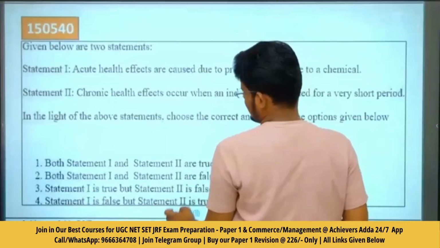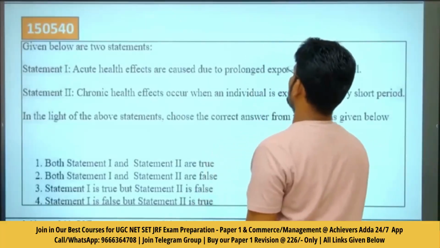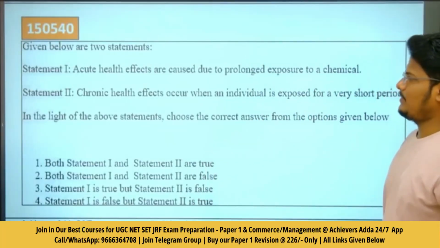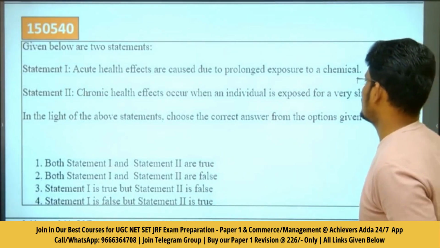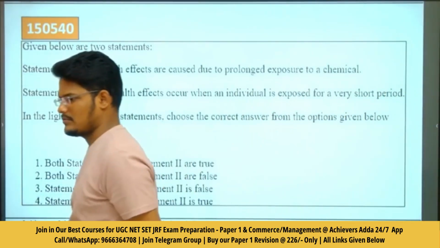Acute health effects are caused due to prolonged exposure to a chemical. Chronic health effects occur when an individual is exposed for a very short period.